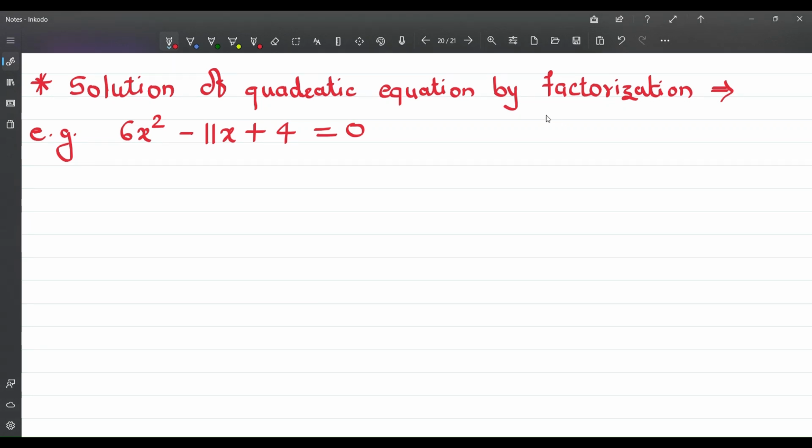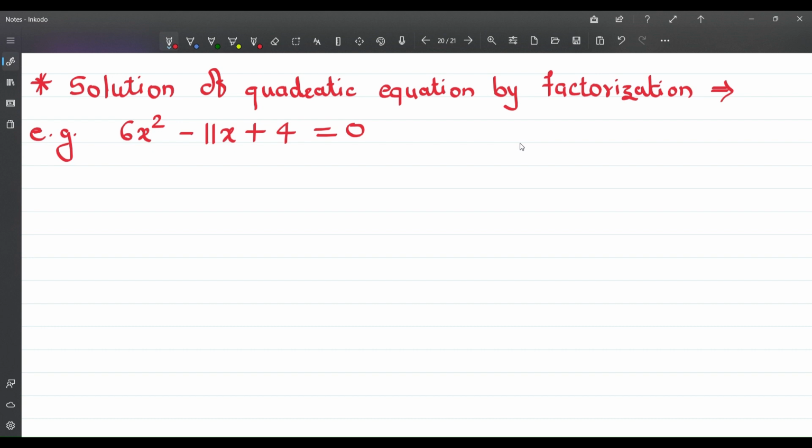Solution of quadratic equation by factorization. If we are given the equation 6x square minus 11x plus 4 is equal to 0 and we have to solve this equation, it means we have to find the values of x over here.